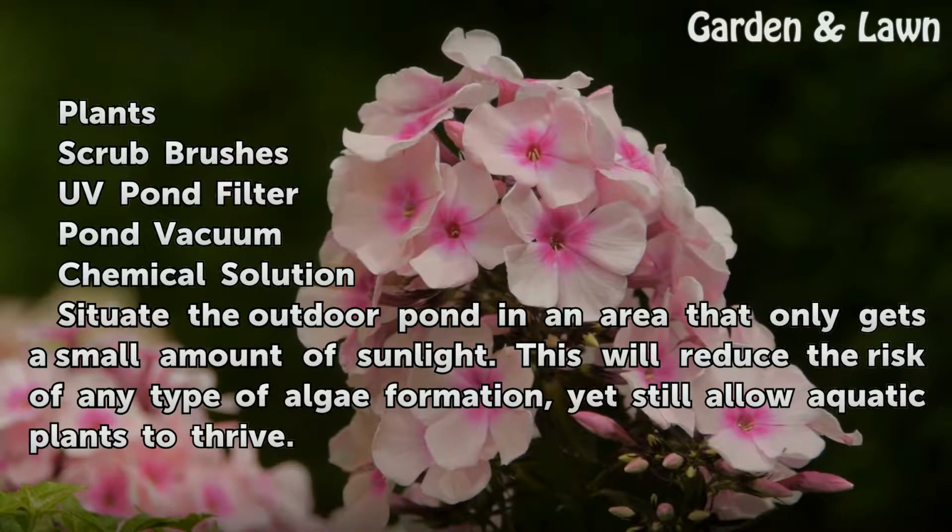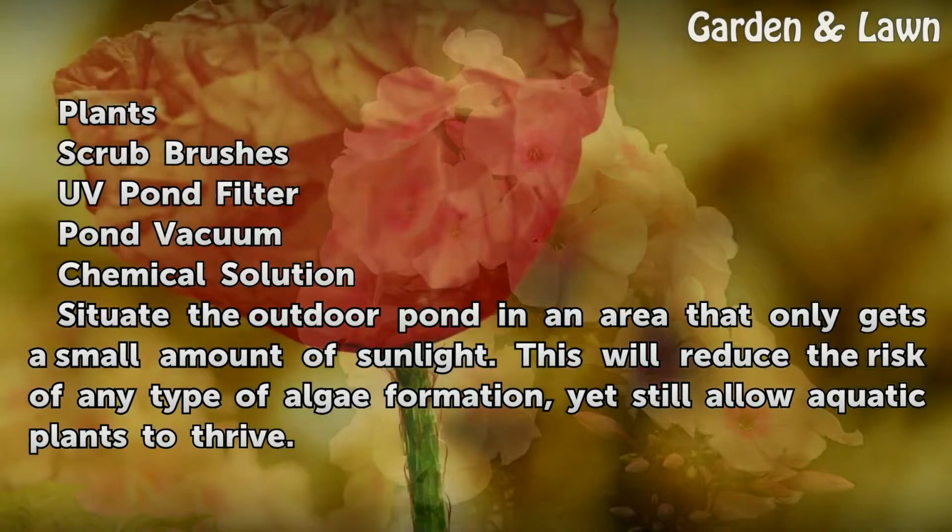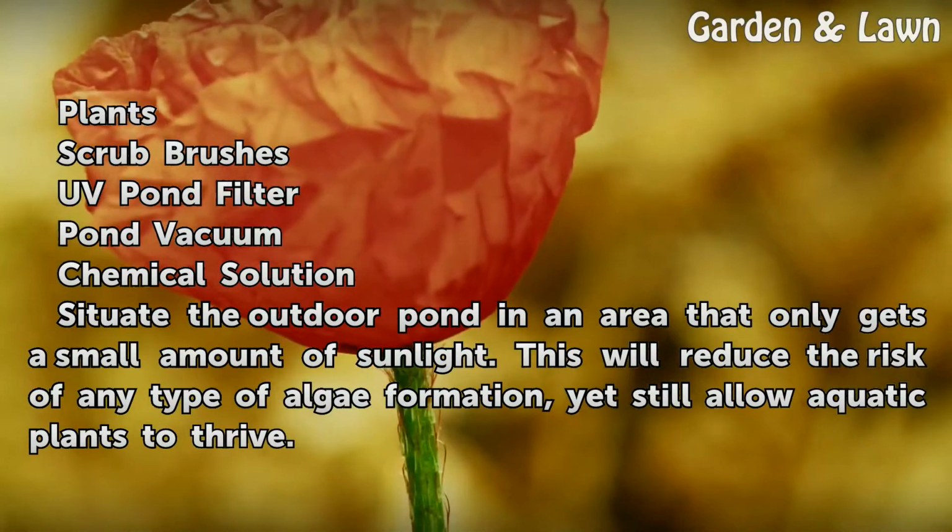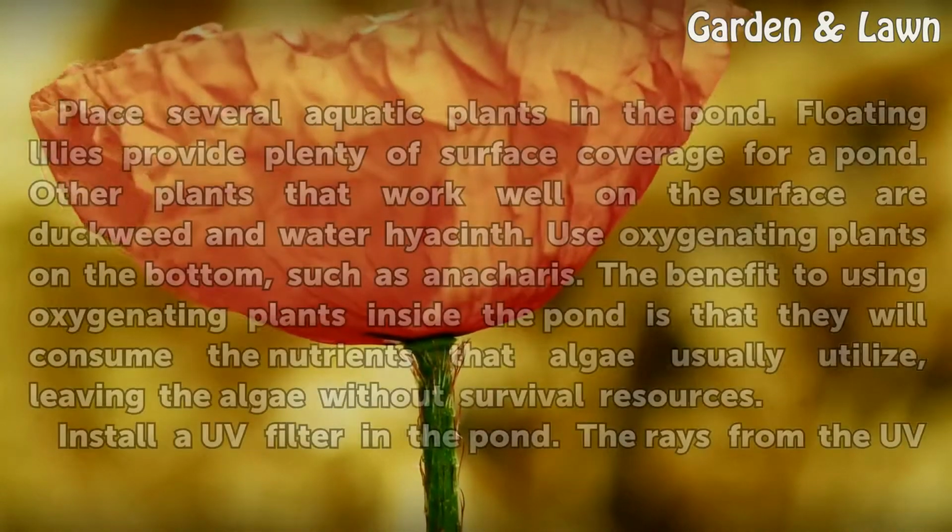Situate the outdoor pond in an area that only gets a small amount of sunlight. This will reduce the risk of any type of algae formation, yet still allow aquatic plants to thrive.